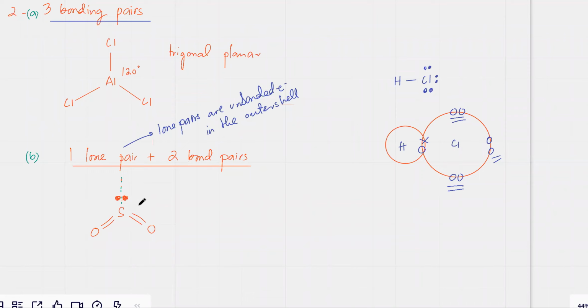Is the shape clear, this one? Yes or no? Yes, sir. Nabila, is this clear? Hania, is this clear? Zahib, Mahat? Yes, sir. Okay.